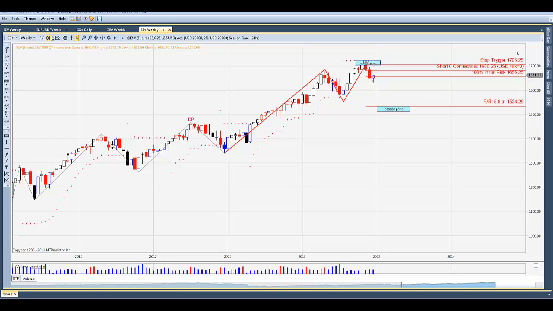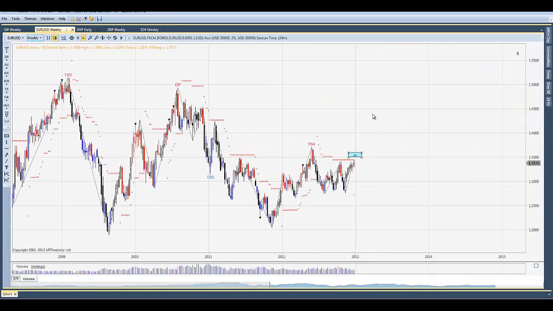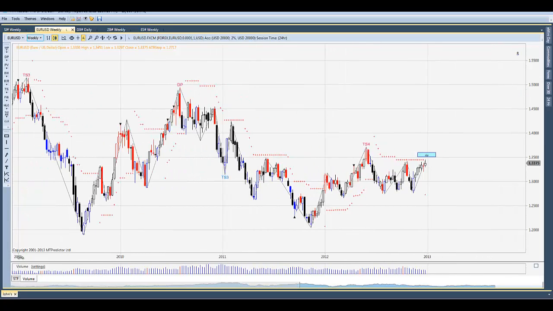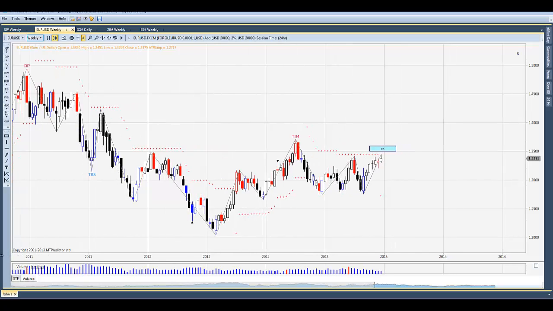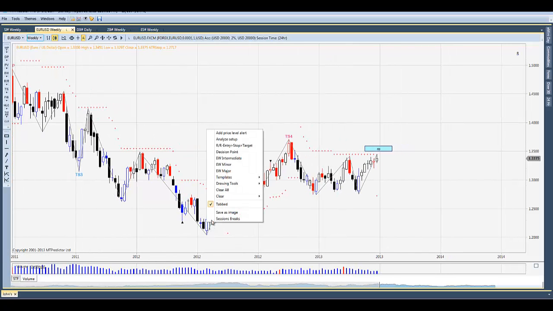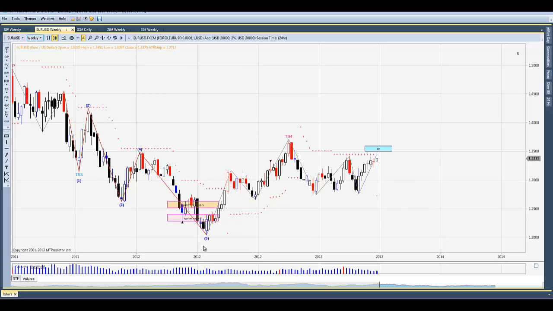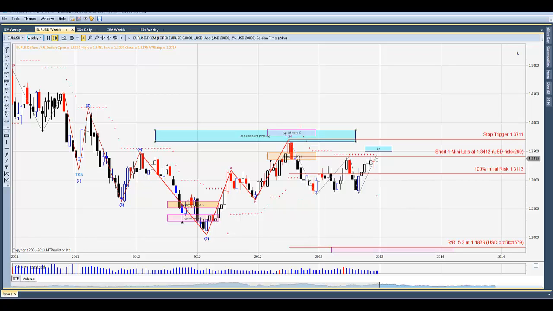Let's go to the euro. Here's the euro on the weekly chart. I'll make this a little bigger. Again, the euro went this wave 5 down, and we did have our correction back to the wave 4 DP. This is a decision point area for the market. There was a sell signal that came in here, and we can analyze the setup. If you're using the 100% initial risk line, you're stopped at break even now. If you're going to continue to hold that, we'll see.